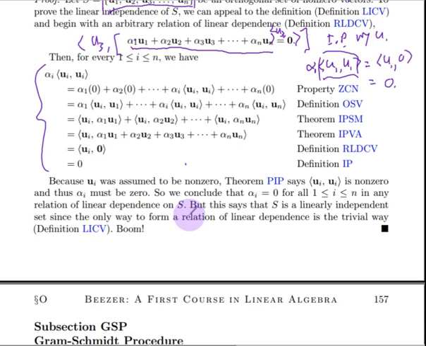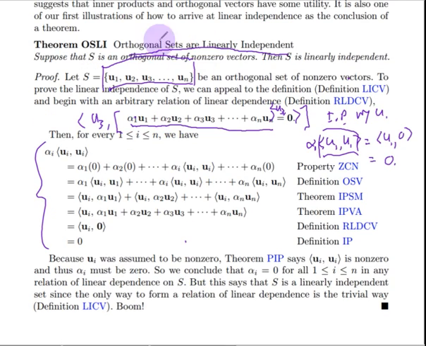Pretty cool proof, pretty important result. Mutually orthogonal vectors are always linearly independent. And we'll use that later on. Okay, that's it.